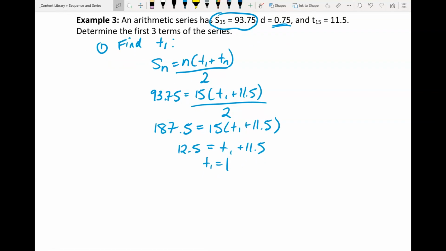So now that we know what T1 is, that is going to be our first term. To find T2, all we have to do is add our D, which is 0.75. That's our common difference. So 1 plus 0.75 is 1.75. And then for T3, I'm going to add another 0.75, which is going to be 2.5. And those are our first 3 terms. I'm going to do one more example.